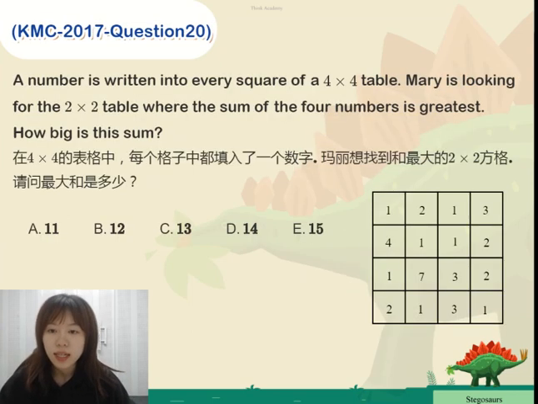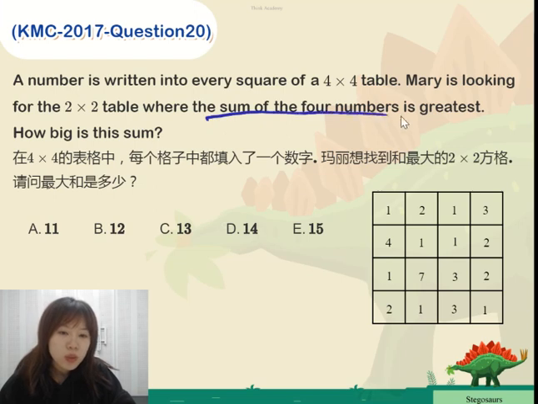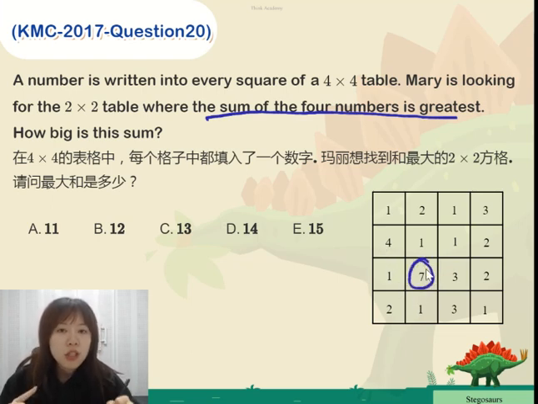And let's continue with the second one. A number is written into every square of a 4 times 4 table. Mary is looking for the 2 times 2 table where the sum of the 4 numbers is greatest. How big is the sum? If we want the sum of the 4 numbers to be greatest, what should we do? That means when we add the numbers together, there must be the biggest number in it. The largest number in this 4 times 4 table is 7. So in your 2 times 2 table, the 7 is included.